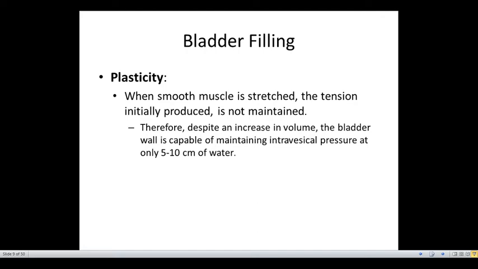When smooth muscle is stretched, the tension initially produced is not maintained. Therefore, despite an increase in volume, the bladder wall is capable of maintaining intravesical pressure at only 5 to 10 centimeters of water.